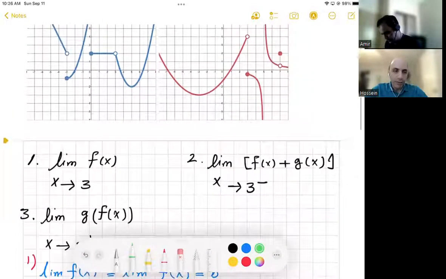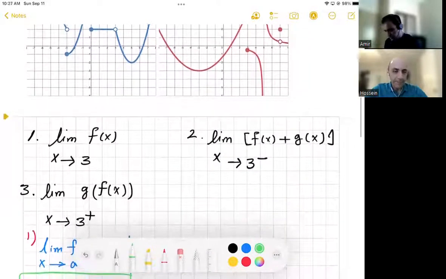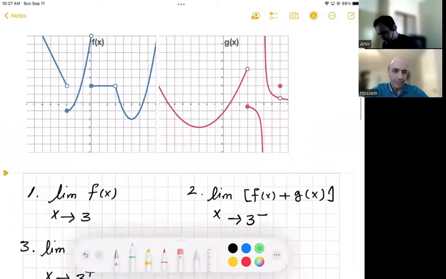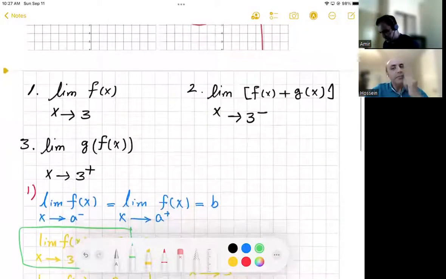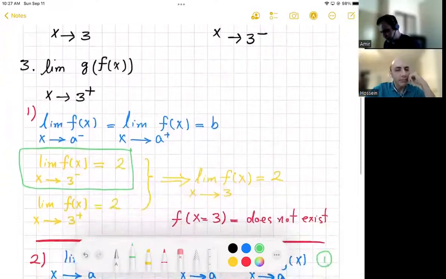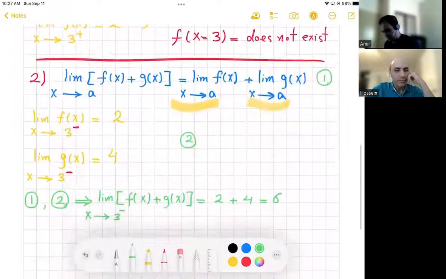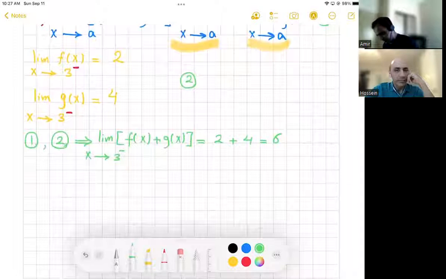So how are you going to find that? Okay, let me see. The limit of f, g, of f of x. Let me see if this limit exists.